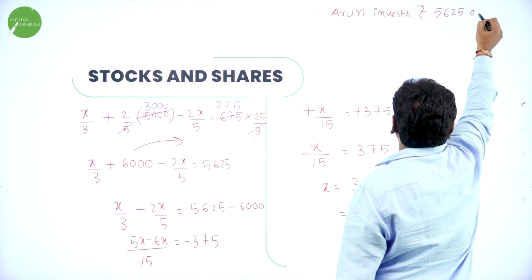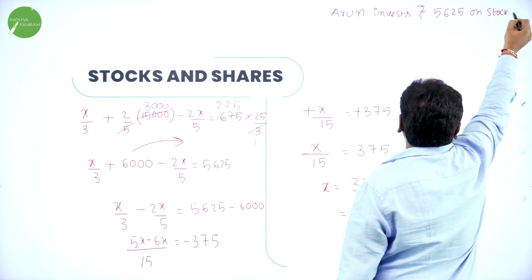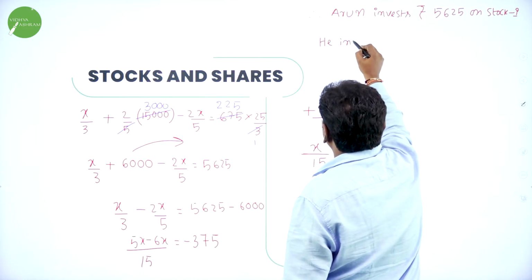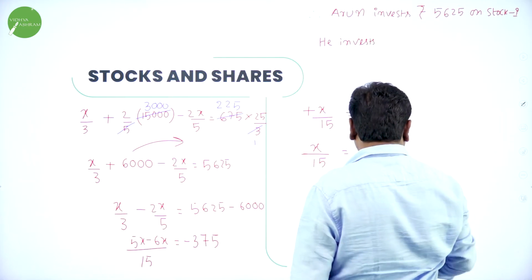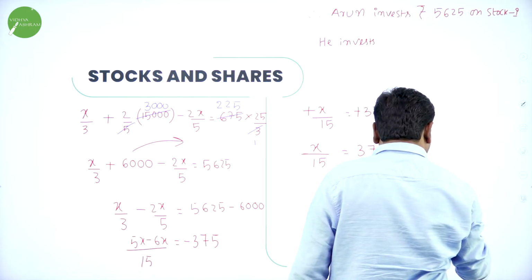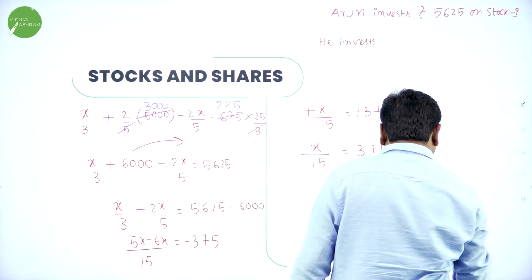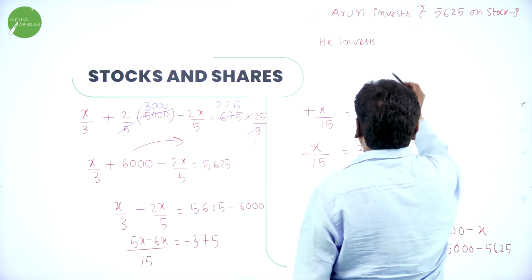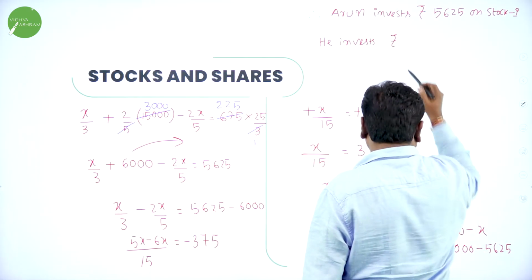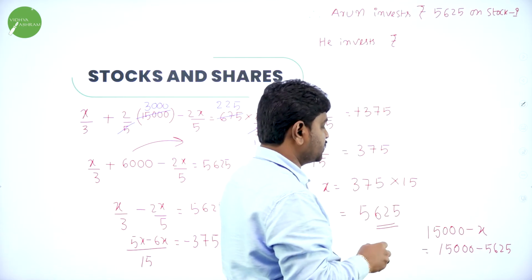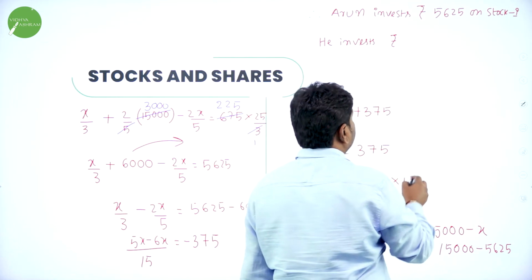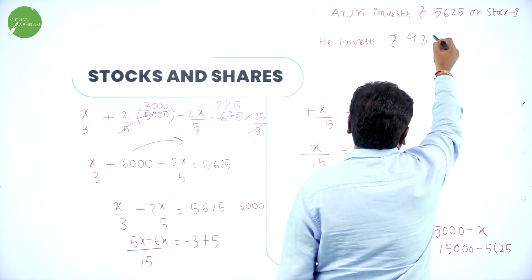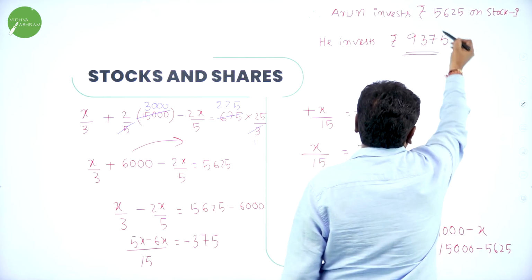that is rupees 5625 on stock type 1, and remaining means what? He invests the remaining. What is remaining? 15,000 minus x, that is 15,000 minus 5625. If I remove 5,000, it will be 10,000 minus 625, 10,000 minus 600 is 9,400, so it will become 9,400 minus 25, 9,375 rupees. So these are the investments made by Arun.